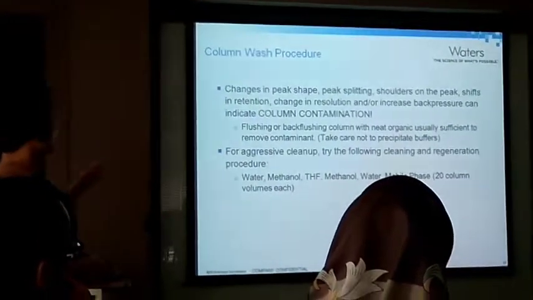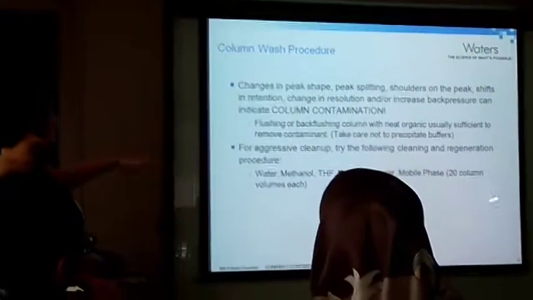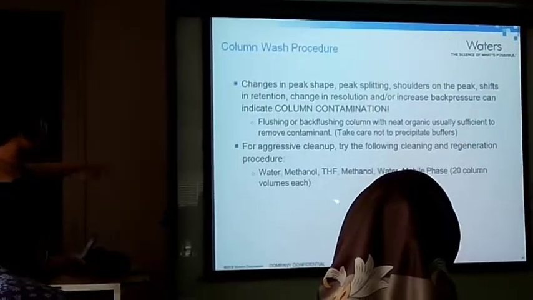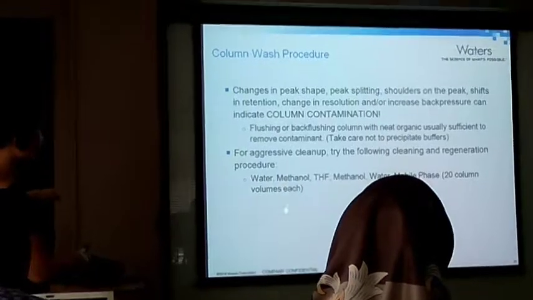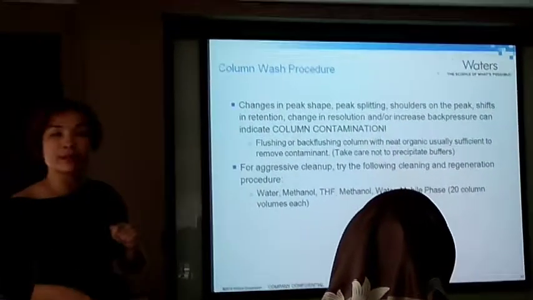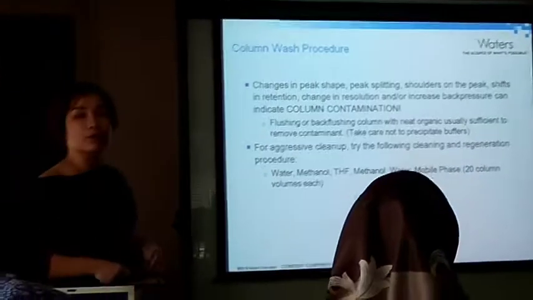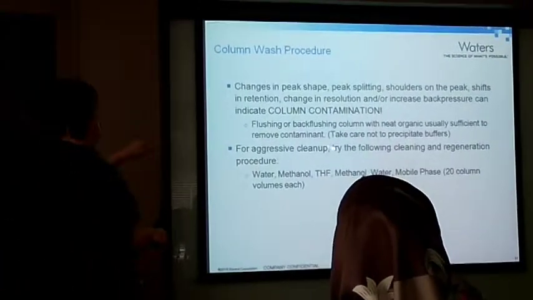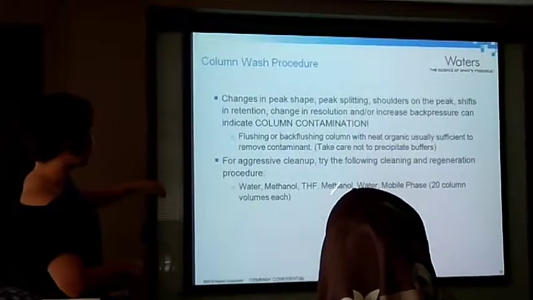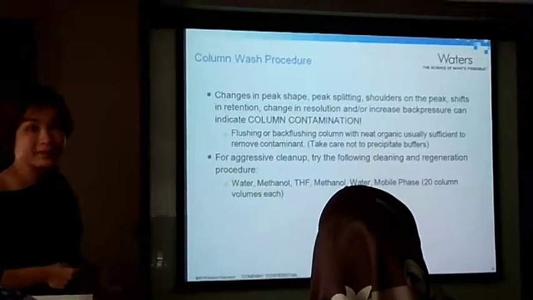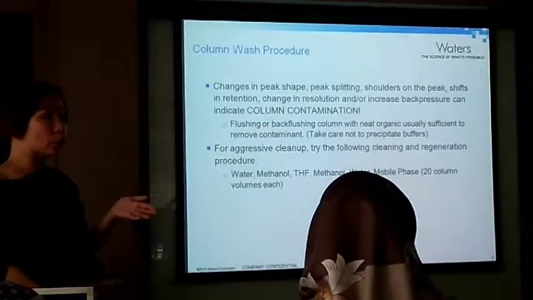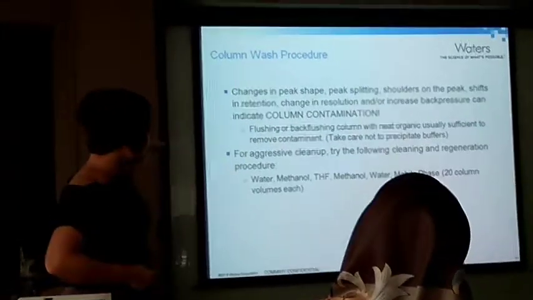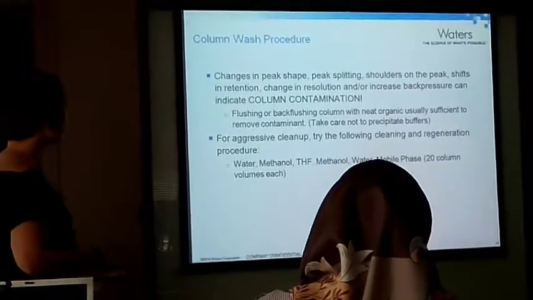One of the solvent sequences you can use to aggressively clean or regenerate your column is this: water, methanol, THF, methanol, water, and mobile phase, each solvent for 20 column volumes. You should do this in sequence: water, then methanol, then THF, then water, then methanol, then water, then buffer. This should be the sequence. So if you find that your column is blocked and you want to regenerate it, you reverse the column and flush with all these solvents. Any questions?